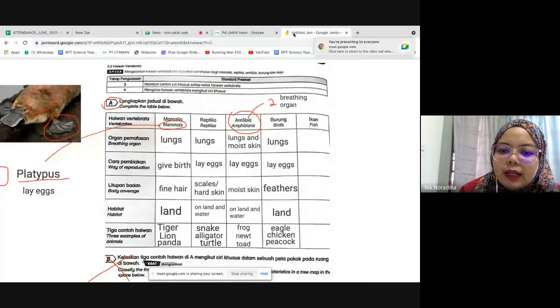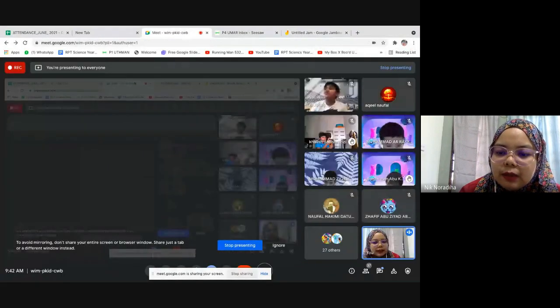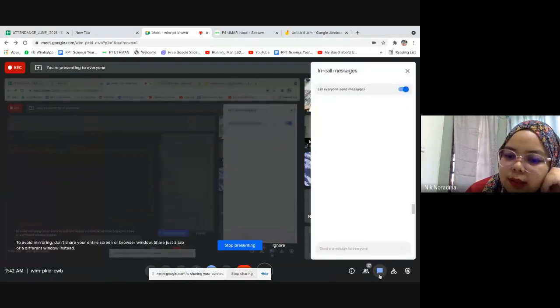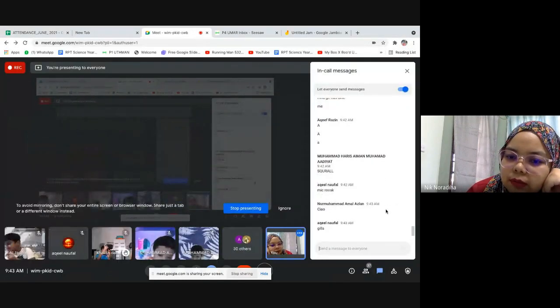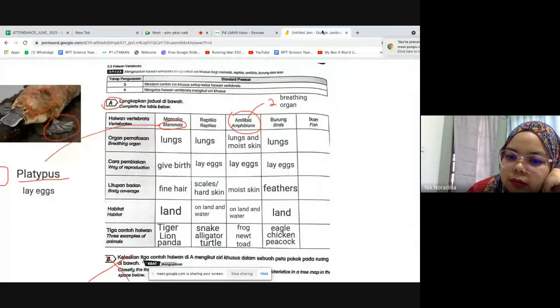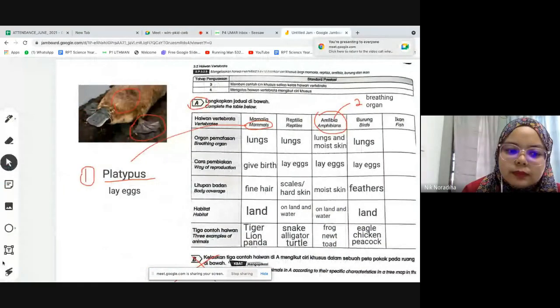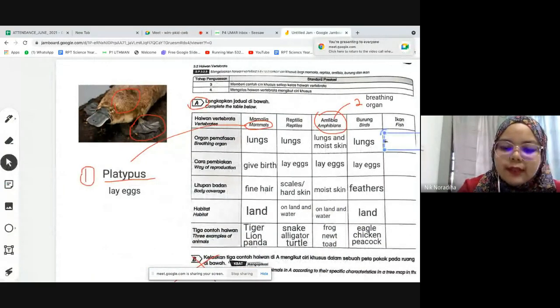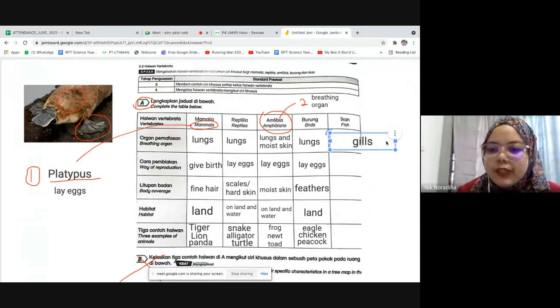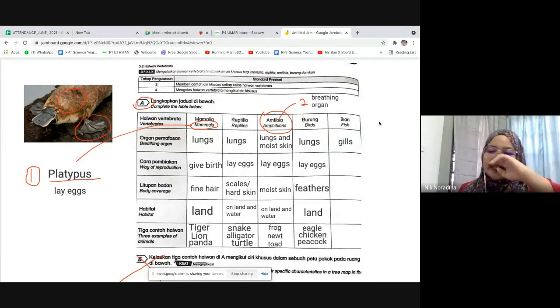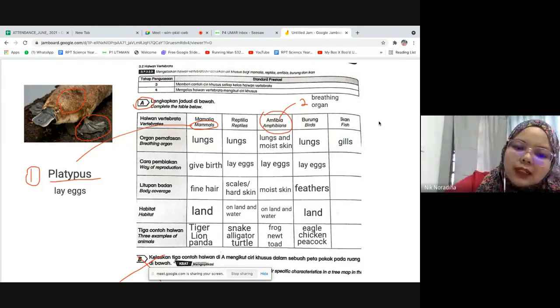Okay. What is the breathing organ for fish? Akil, answer in the chat box. I will be waiting. Okay. Well done. Correct. So the breathing organ for fish, the group of fish, they are gills, right? Fish live in water, so they obviously need their gills to breathe in water.